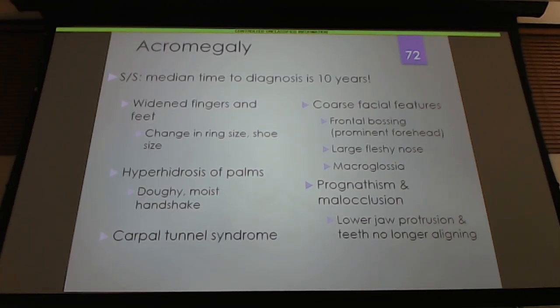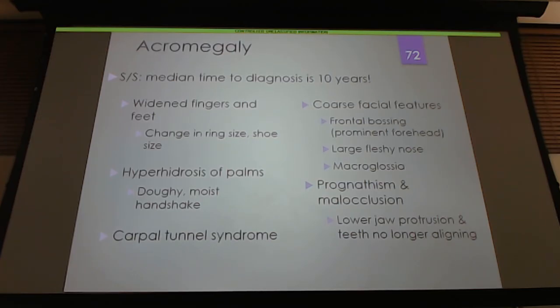So, signs and symptoms, we're going to have widened fingers and widened feet. So their ring sizes are going to change, their glove sizes, their shoe sizes. Hyperhidrosis, what's that? Sweaty, yeah, so sweaty palms. Carpal tunnel syndrome. Why would someone with acromegaly, excess growth hormone, have carpal tunnel syndrome? Right, so there's a median nerve. Yeah, from probably the soft tissue swelling, potentially, right? There's a little tunnel here. So that definitely can be a cause. Also, pregnancy can cause carpal tunnel syndrome, diabetes, all sorts of good stuff.